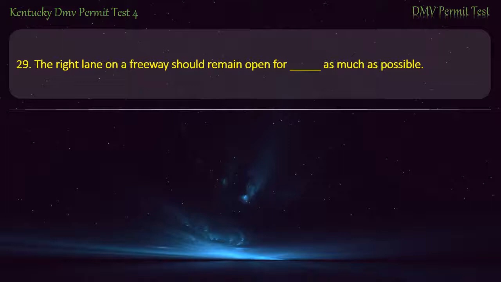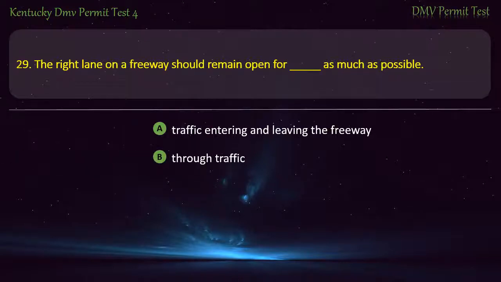Question 29. The right lane on a freeway should remain open for as much as possible. Traffic entering and leaving the freeway. Through traffic. Passing traffic. Heavy vehicles. Answer. Traffic entering and leaving the freeway.